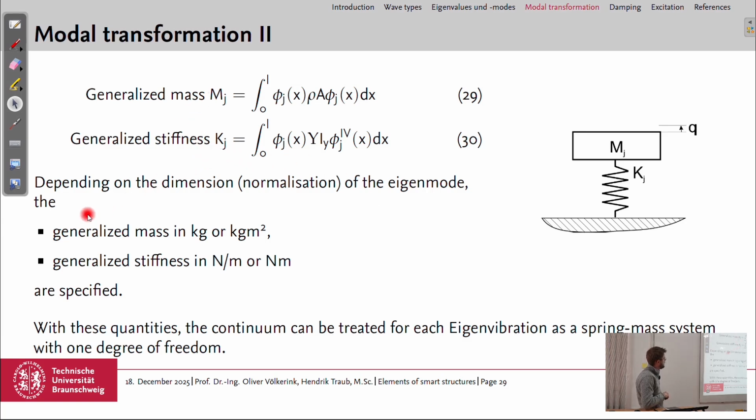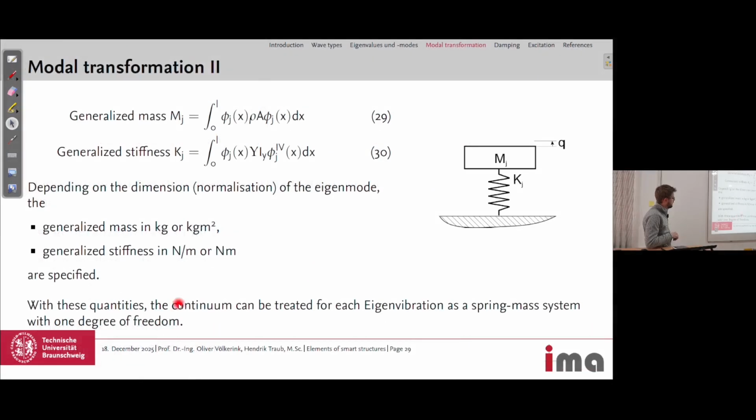Here are the definitions again, depending on the dimension of the eigenmode. So how we normalize it: the generalized mass is given in kilograms or kilogram times square meter, and the generalized stiffness in Newton per meter or Newton meter. And this is what I already said on the slide before. So we can describe or treat each eigenvibration of a structure with the spring mass system.